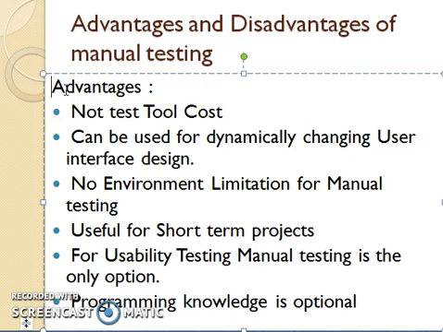Manual testing means the person writes the test cases to test the software. Test cases means, for example, positive and negative conditions. Based on that he writes the test cases and with his own effort he does the testing. So manual testing means that the person, with his own effort, is doing the testing. That is called manual testing.